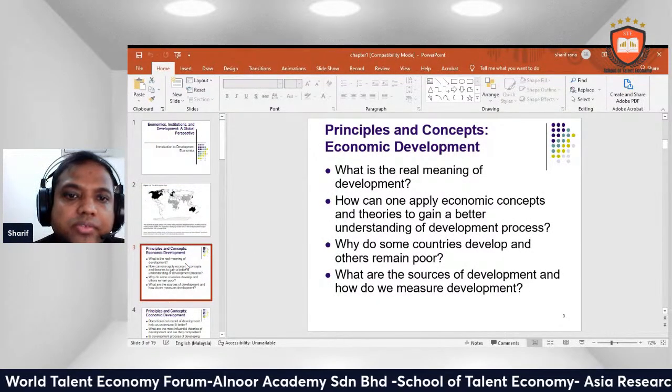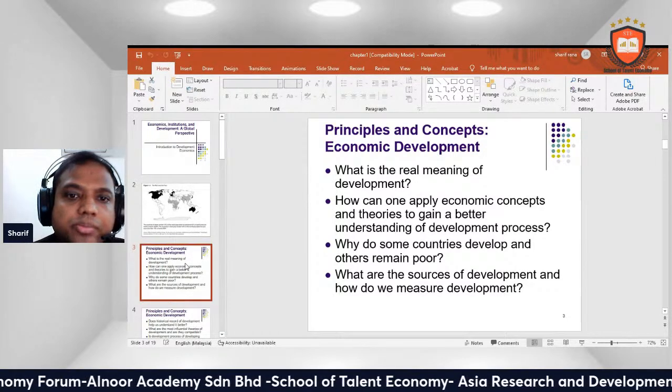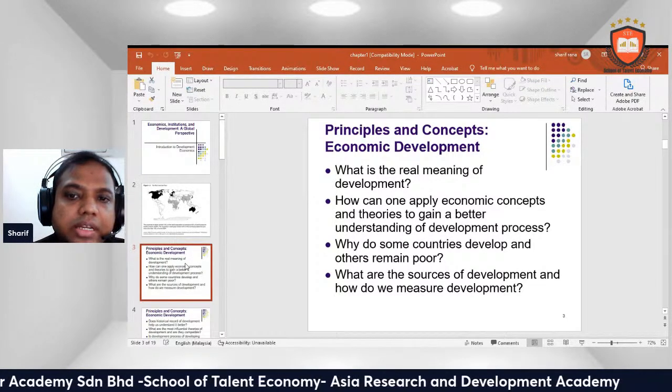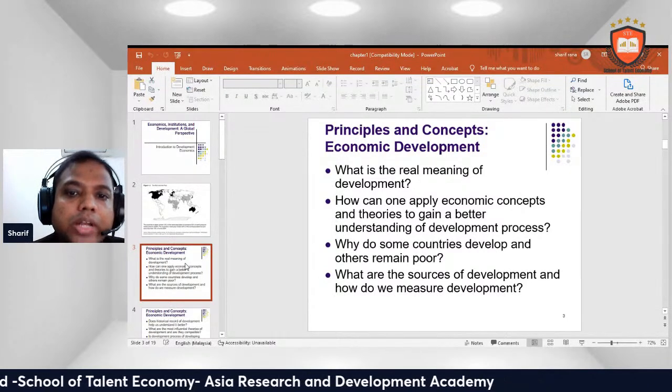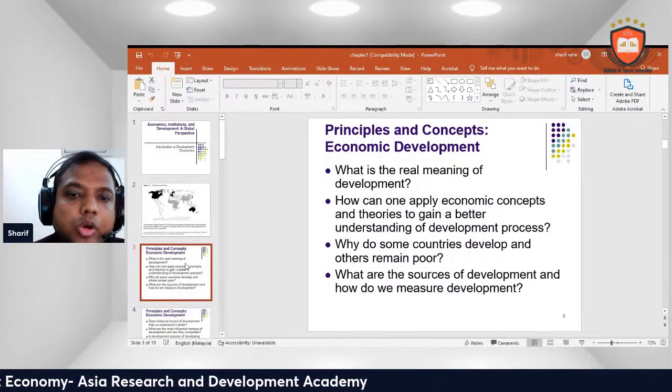What is the real meaning of development? How can one apply economic concepts and theories to gain a better understanding of the development process? Why do some countries develop and others remain poor? What are the sources of development and how do we measure development?